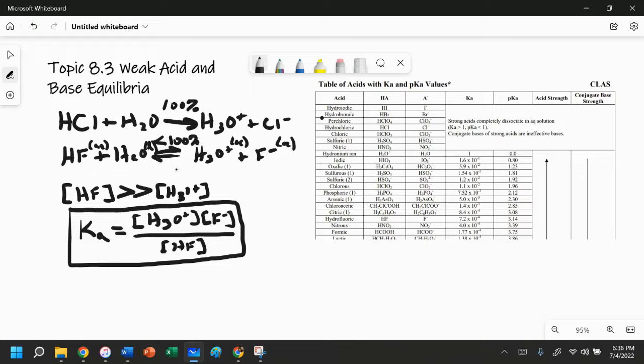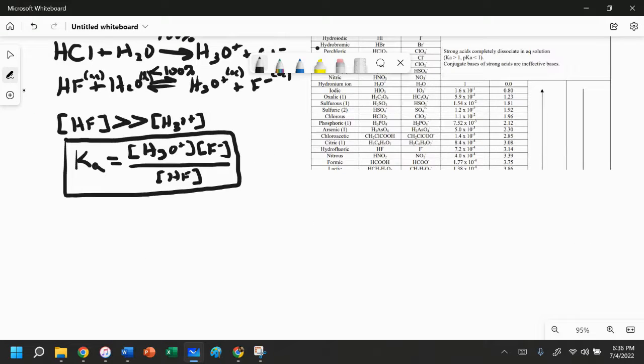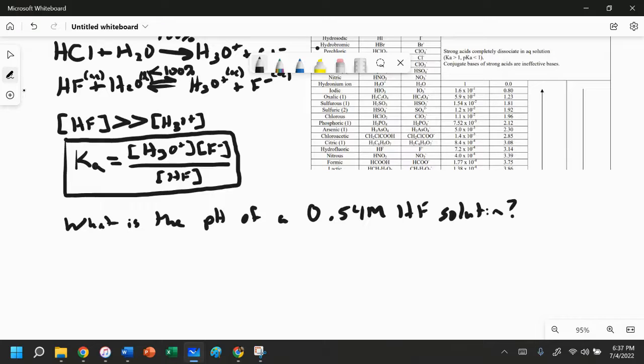So the acid we're going to work with is HF, since we've already been talking about that a little bit. I'm going to give the problem, and let's say, what is the pH of a 0.54 molar HF solution? And right now we're just dealing with weak acids. We'll deal with weak bases in just a little bit. So how are we going to solve this problem?